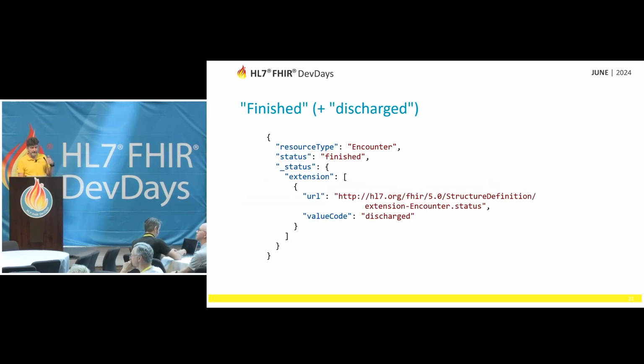So if it was finished in R4 and you have more details now that it was actually discharged in R5, and I think by now discharged moved somewhere else, do this. So you have status finished and then an extension on status with the extra encounter.status.